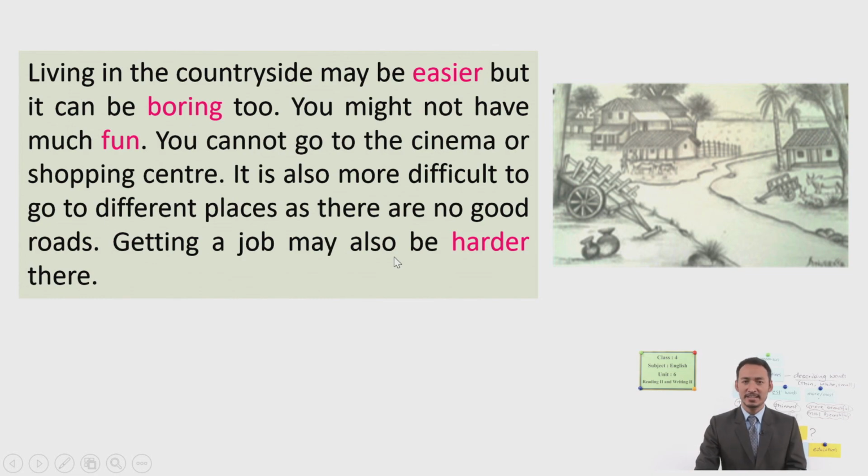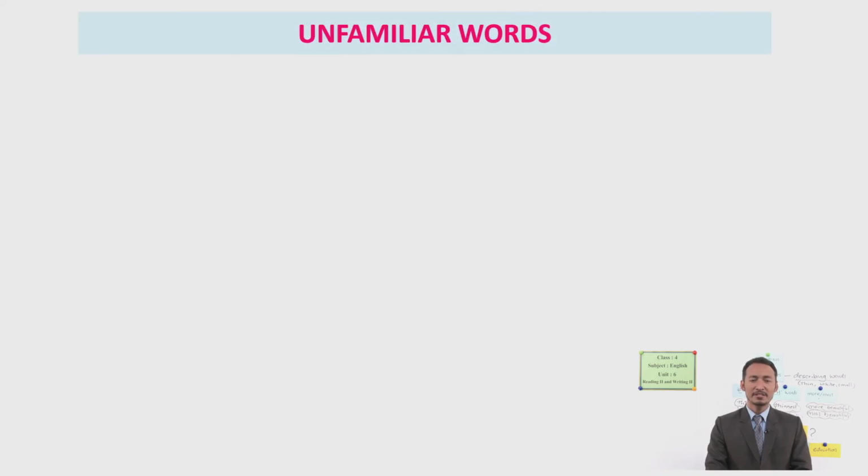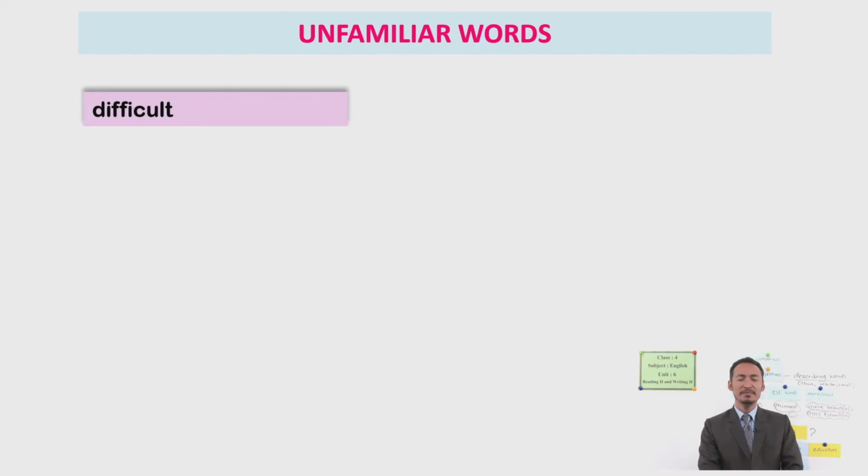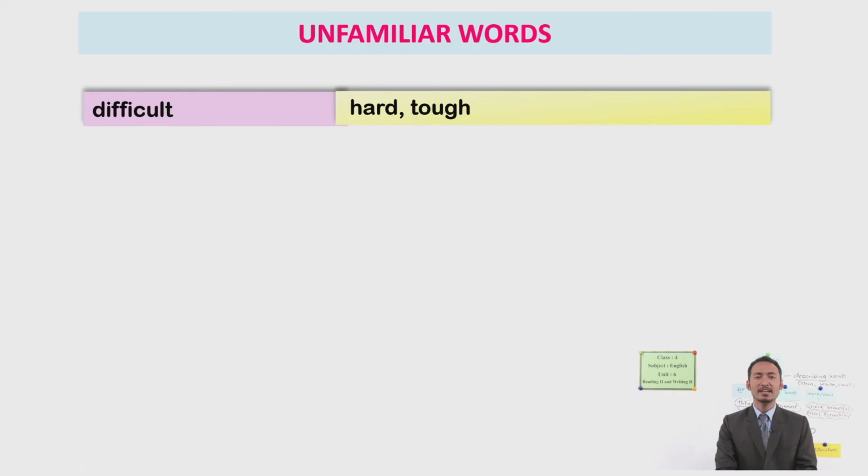Okay, students, so this is the situation in cities and villages. Here we have talked about the comparison of these two places, right? So let's now go to the words that we have seen in this chapter. We saw difficult. Do you know the meaning of difficult? Do you know the spelling? D-I-F-F-I-C-U-L-T, difficult. Difficult means hard, tough.